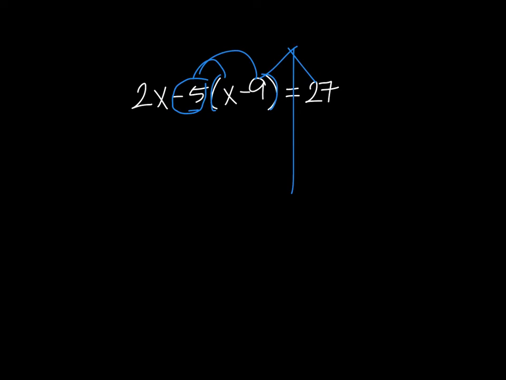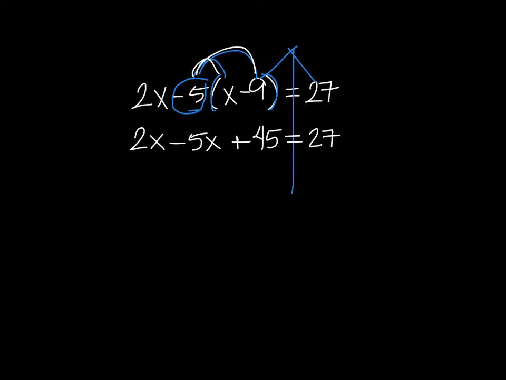I'm not doing anything with the 2x. The 2x is not in front of the bubble. So I'm going to go ahead and just write the 2x. The minus 5, I take that times the x, I get minus 5x. And then I take the minus 5 times the minus 9, negative and negative, I get a positive, so it'll be a plus 45 equals 27.